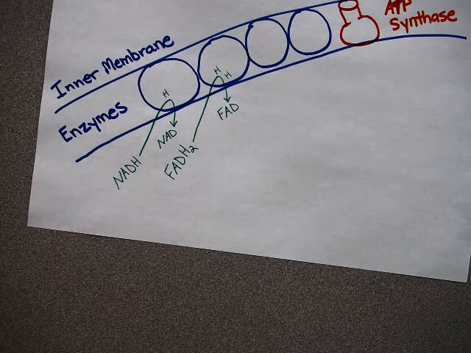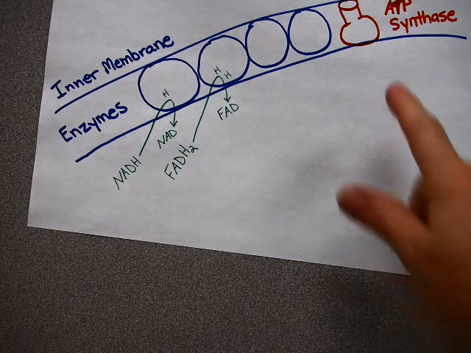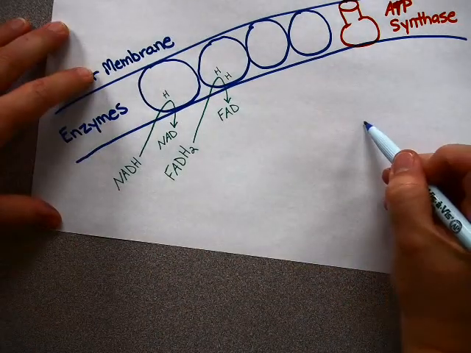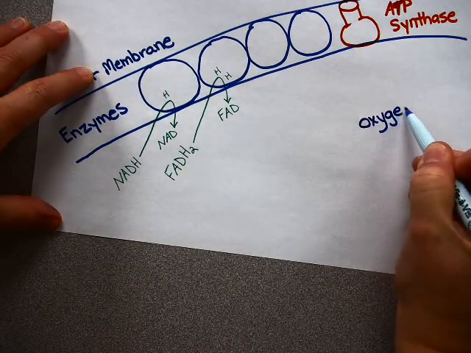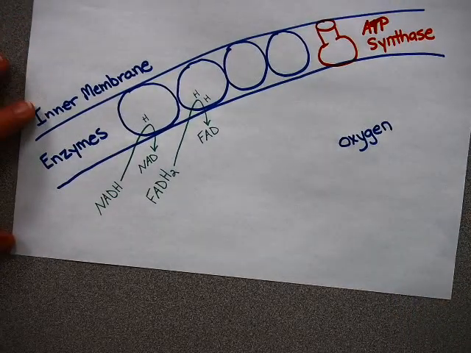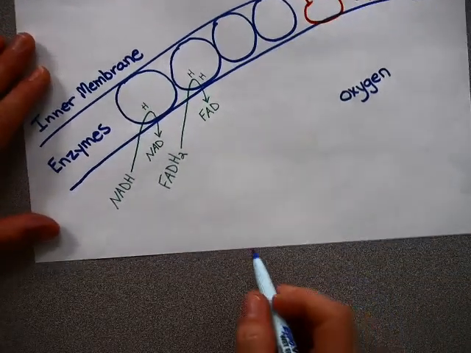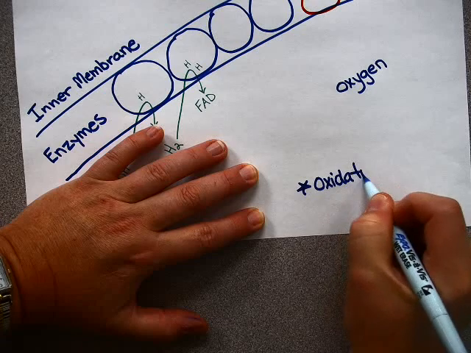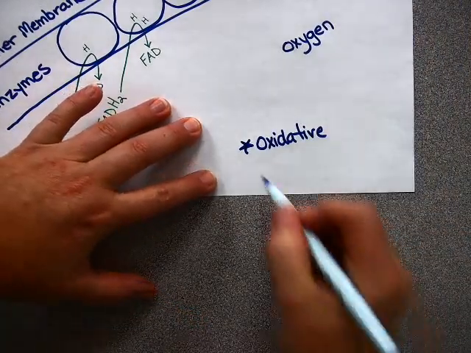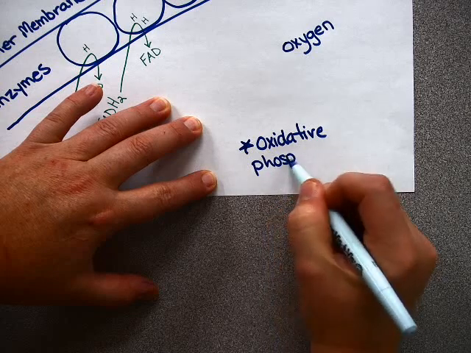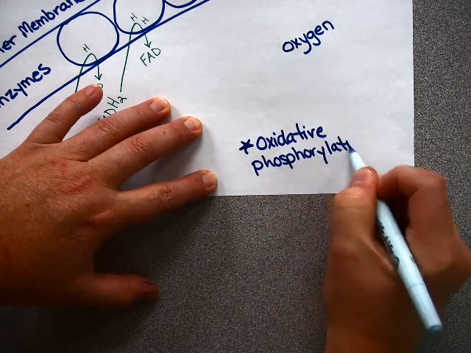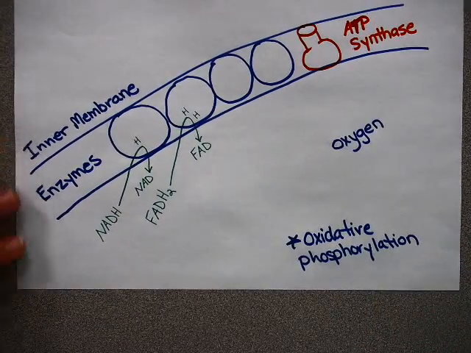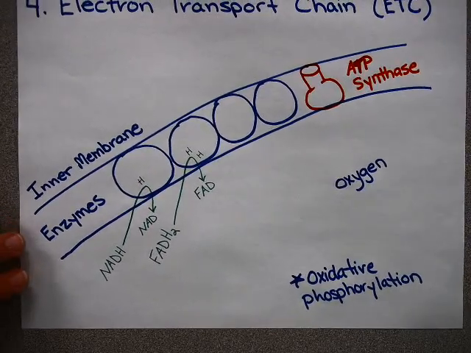Remember, H's are so important. This is what we're going to use to spin ATP synthase. Also, don't forget, we can't do any of this without oxygen. Oxygen's waiting in the wings. Because our last step is going to be called oxidative, meaning we must have oxygen present, phosphorylation. That's our last step. So oxygen waiting in the wings, waiting to do that. But first we got to make ATP synthase spin.